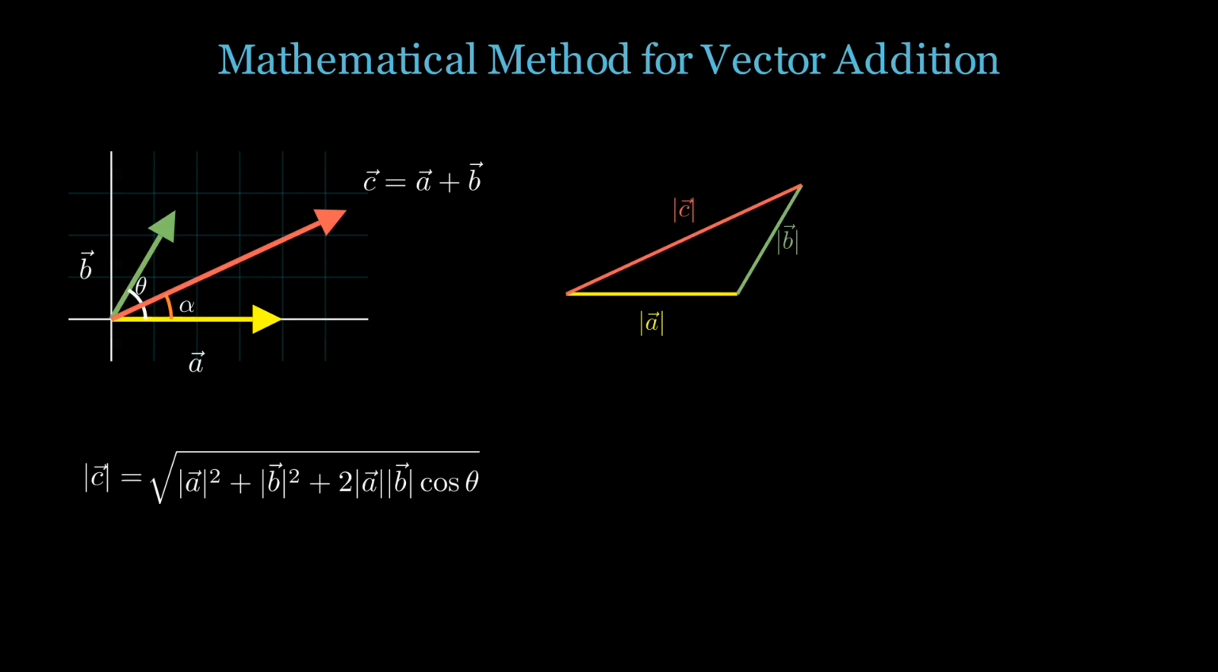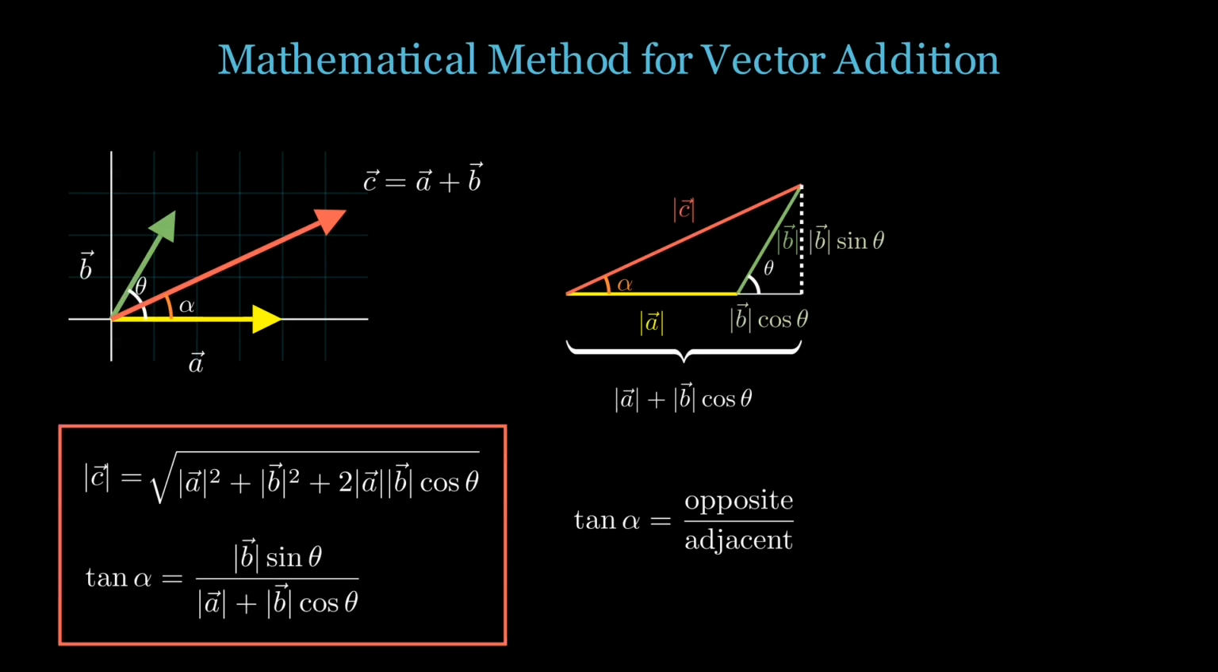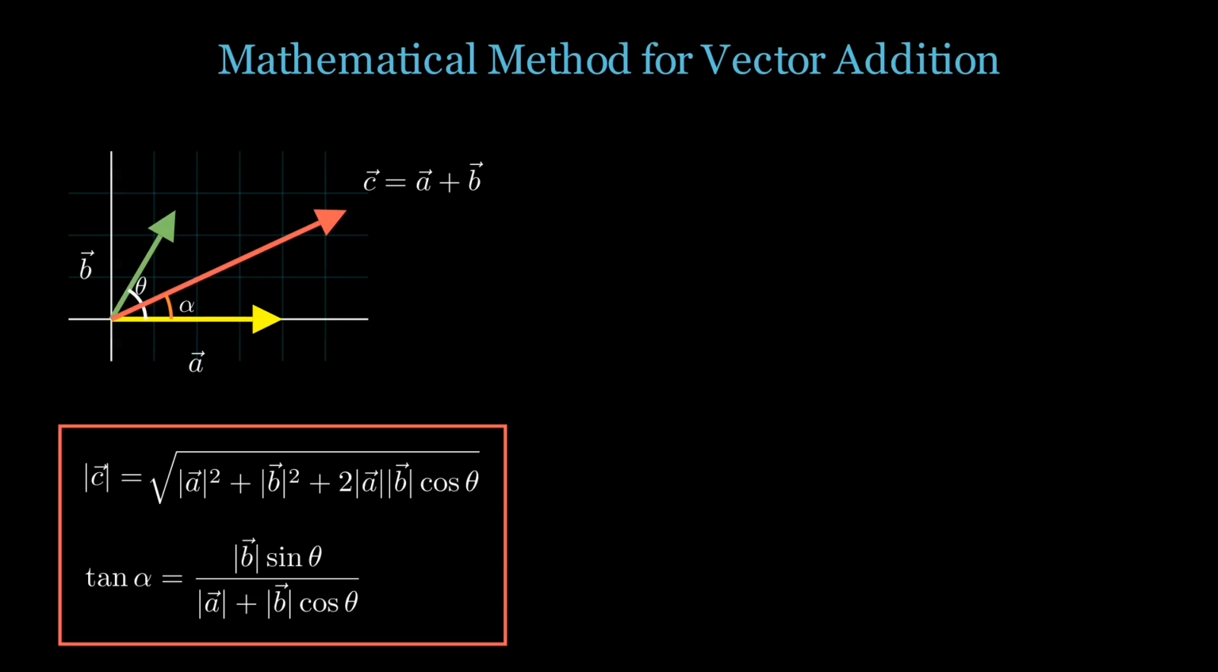Now, to find the direction of vector c, it is sufficient to find the angle alpha which it makes with the vector a. So for that, we construct this triangle with sides c, b sin theta and a plus b cos theta, and thus we can see that tan of alpha can be given as the opposite, which is b sin theta, over the adjacent, which is a plus b cos theta. Of course, by A and B here, I mean the magnitude of the vectors A and B. Thus, we have found both the magnitude and the direction of the resultant vector C.